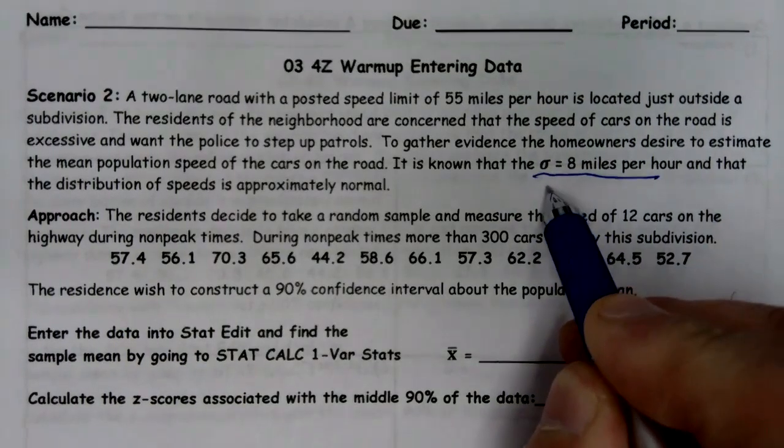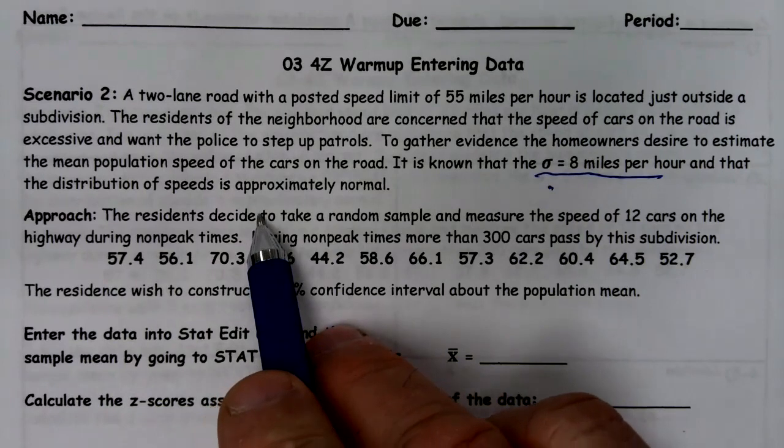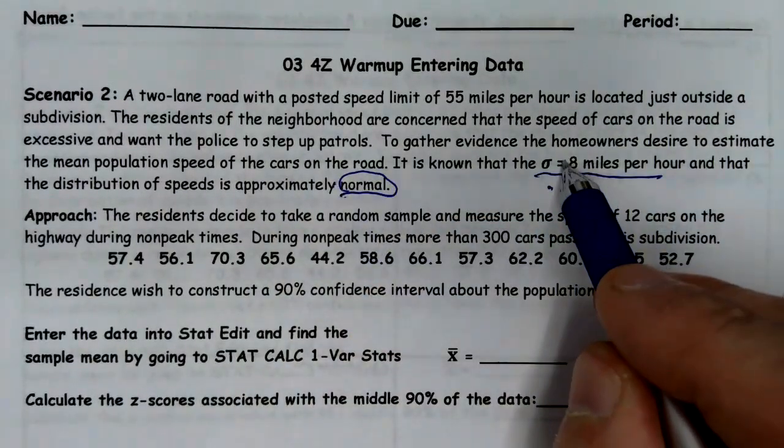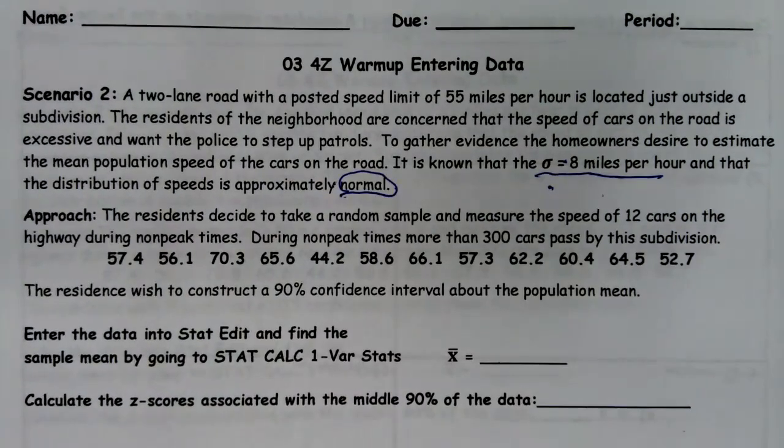Notice we have the standard deviation of the population, and the distribution of the speeds is approximately normal. All right, because we have this and we have this, we can work with a normal.